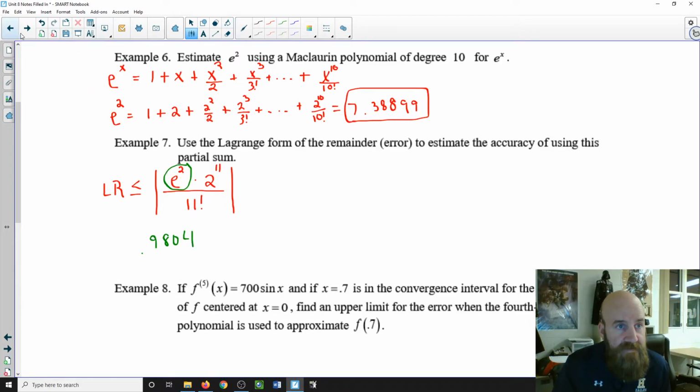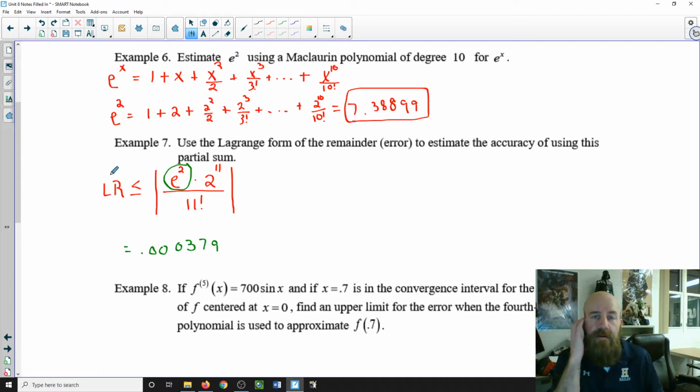Actually, no, sorry, it's 0.000379. Just jumping ahead of myself a little bit. So that's our remainder. Okay, so it has to be less than or equal to 0.000379. Okay.